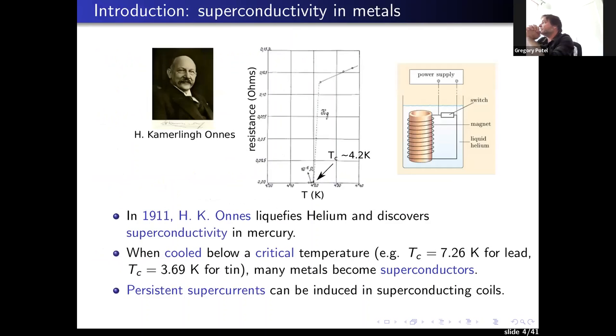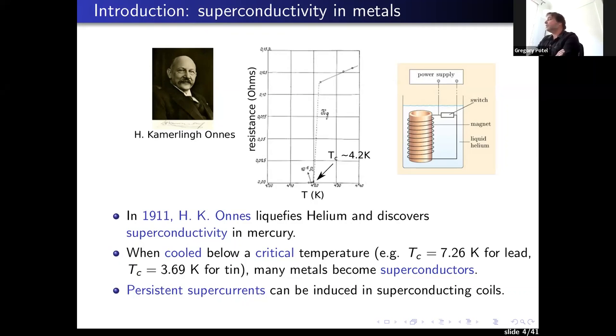Okay, so this is a very brief introduction to superconductivity. I guess most of you know what I'm talking about. Superconductivity is a phenomenon that you find in metals when you cool them below a critical temperature, and it was first observed in 1911, a while ago, by Kamerlingh Onnes, whom you see here on the left.